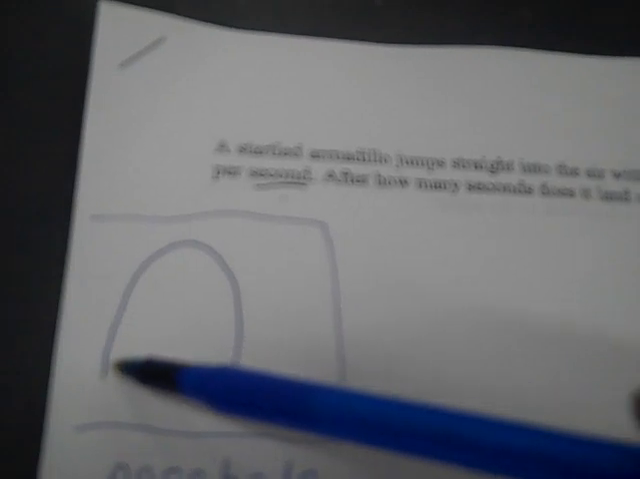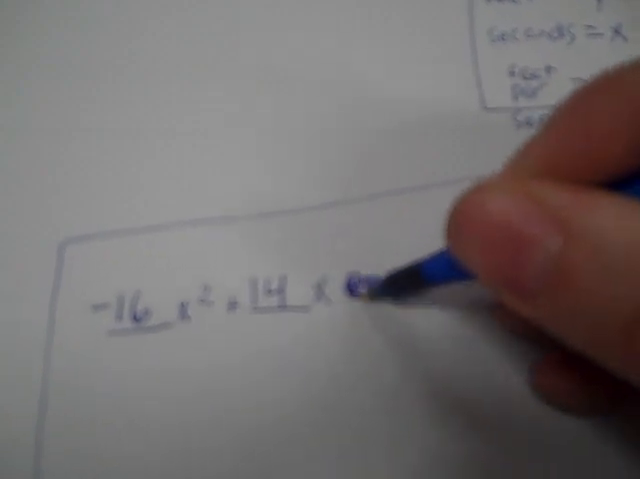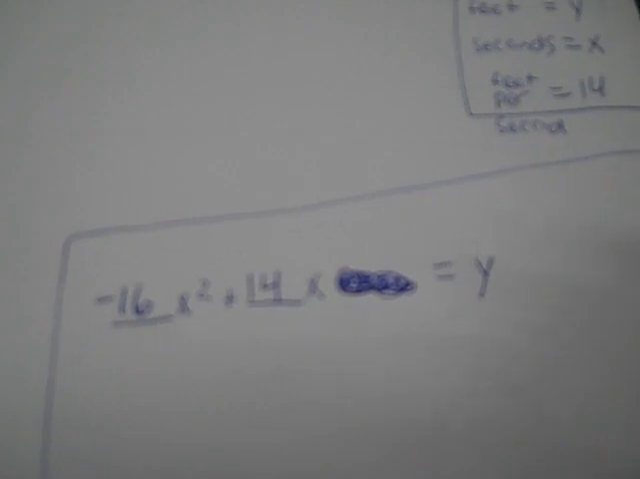Now, this blank here is for the starting height. Well, the armadillo didn't really have a starting height. He jumped up from the ground. So what we're going to do then is eliminate this third blank. We're just going to scribble it out. So the equation is negative 16x to the second power plus 14x equals y.